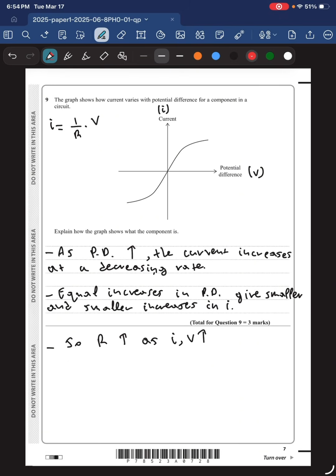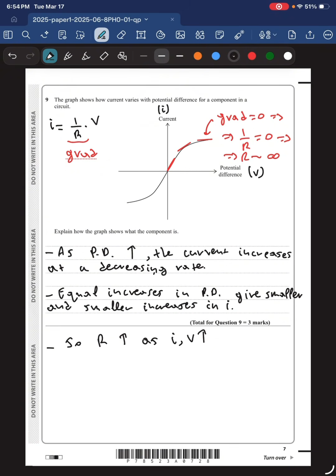How do we know this? Because the resistance is related to the gradient of this curve, right? Initially the resistance is constant, but notice that here the gradient is 0. The gradient is equal to 1 over R. So 1 over R is 0, which means that R is practically almost infinity. So the resistance actually increases as the current and the voltage increase.